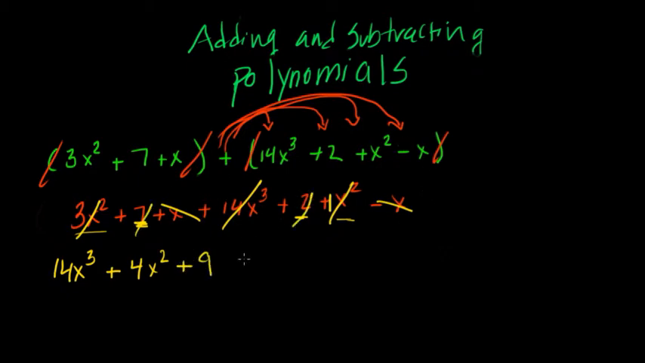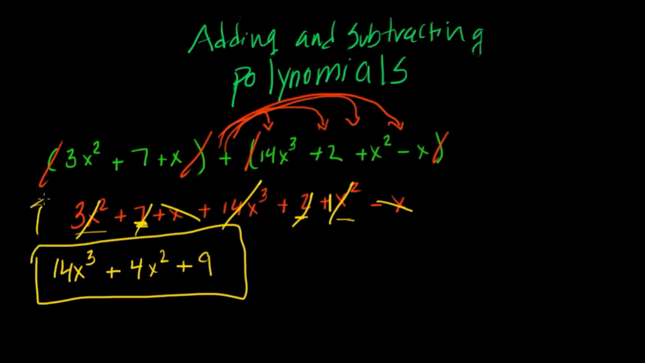Now, as you can see, since we just added our constant terms, we have no more terms left. So this would be the sum of this polynomial here. Okay? And that's how you would start off by adding polynomials. All right? Let's go to another example here.